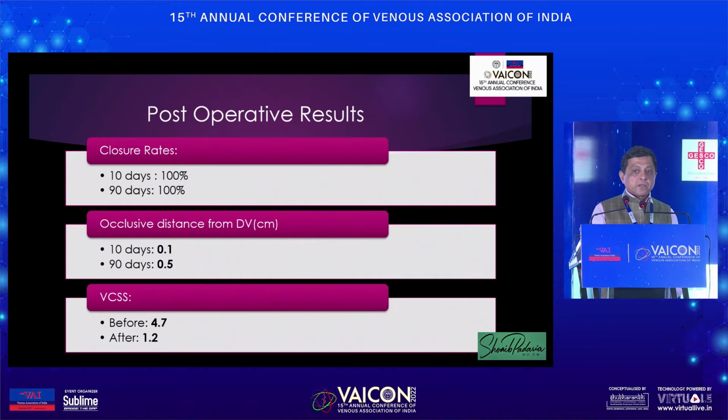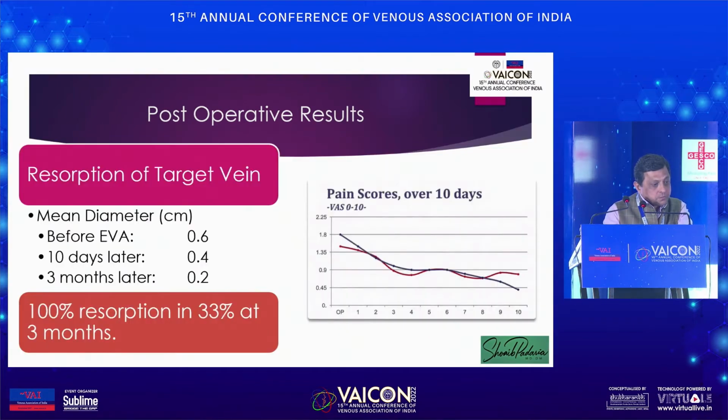Now, this is quite a good result, but when we use the 1470, we usually see at 3 months, there's about a 1 or 2% recanalization rate. Apart from that, the occlusive distance from the deep vein, because Dr. Uldis Moran goes right up to the junction of the superficial and the deep vein, at 10 days was 0.1 centimeter, at 90 days was 0.5 centimeters. The chance of EHIT was almost negligible. And even the venous clinical severity score went down significantly, 4.7 to 1.2.